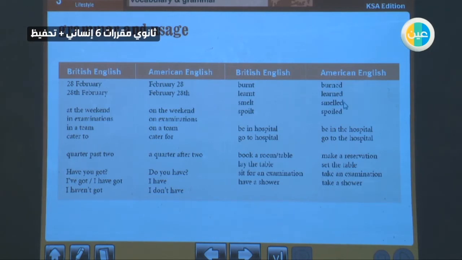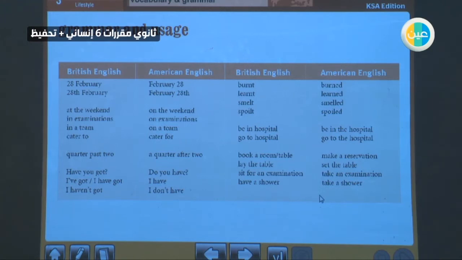Burnt, burned. It's the past participle of burn. Learnt, learned. Smelt, smelled. Spoilt, spoiled. Be in hospital, be in the hospital. Go to hospital, go to the hospital. British say book a room or book a table. For American it is make a reservation.